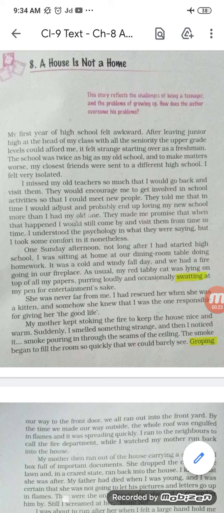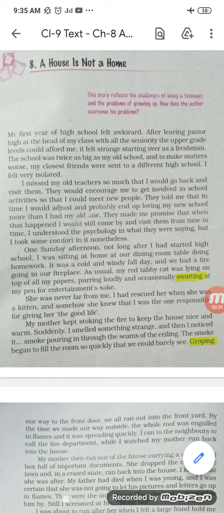So let's get started. One Sunday afternoon, not long after I had started high school, I was sitting at home at our dining room table doing homework. It was a cold and windy fall day, and we had a fire going in our fireplace. As usual, my red tabby cat was laying on top of all my papers, purring loudly and occasionally swatting at my pen for entertainment's sake.